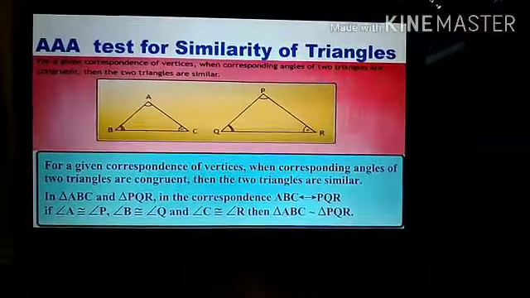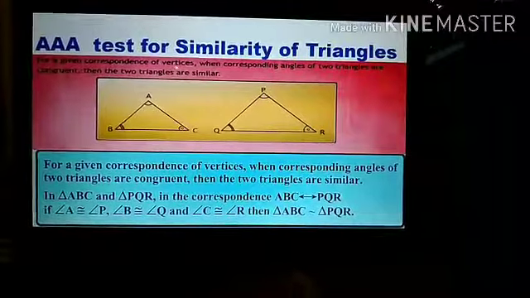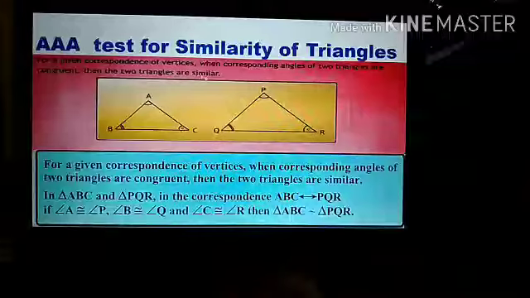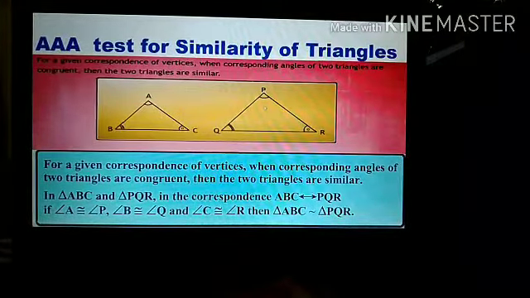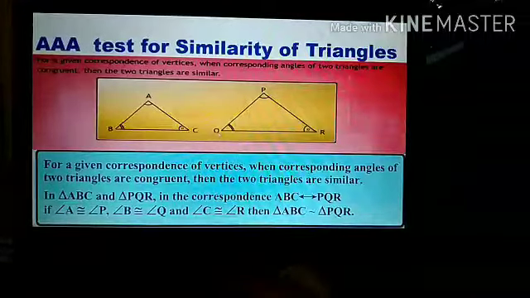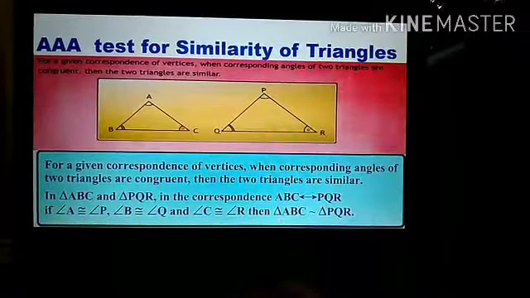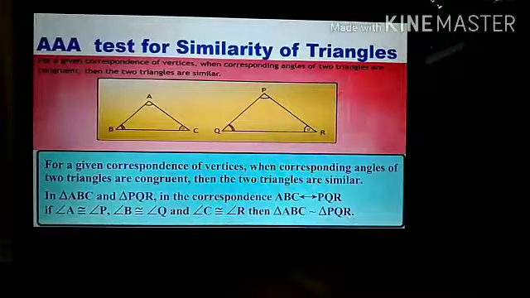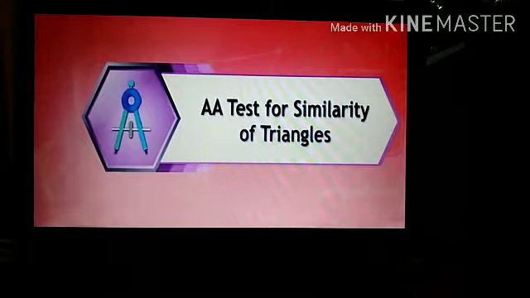The first test is the AAA test for similarity of triangles. For a given correspondence of vertices, when corresponding angles of two triangles are congruent, then the two triangles are similar. Here from the figure, we have angle A congruent to angle P, angle B congruent to angle Q, and angle C congruent to angle R. Then we can say triangle ABC is similar to triangle PQR by AAA test of similarity of triangles. The second test of similarity is the AA test for similarity of triangles.